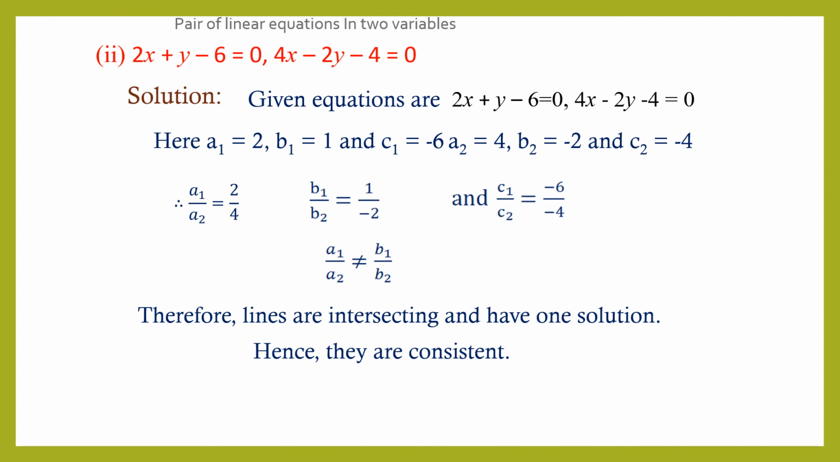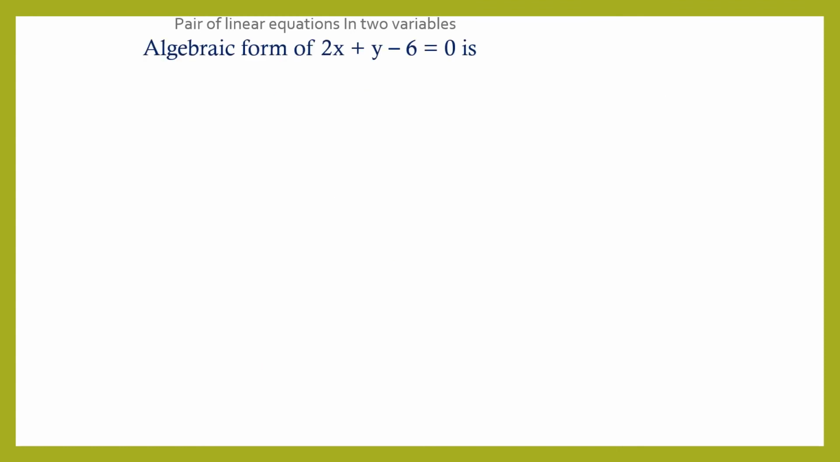Now we are going to write the algebraic form of 2x plus y minus 6 equals 0. This is written as 2x plus y equals 6, and y equals 6 minus 2x. In the first one, 2x plus y minus 6 equals 0, we transpose minus 6 from the LHS to the RHS, and it becomes plus 6. This is written as y equals 6 minus 2x.